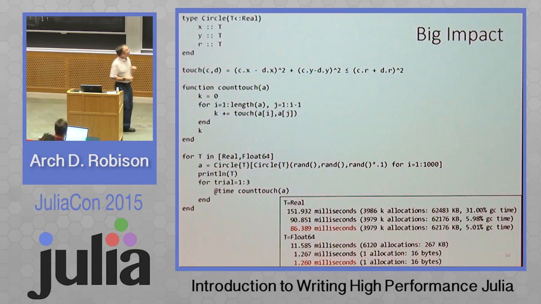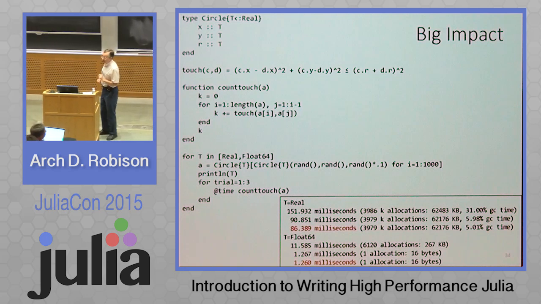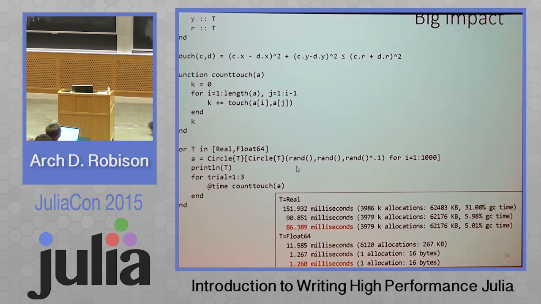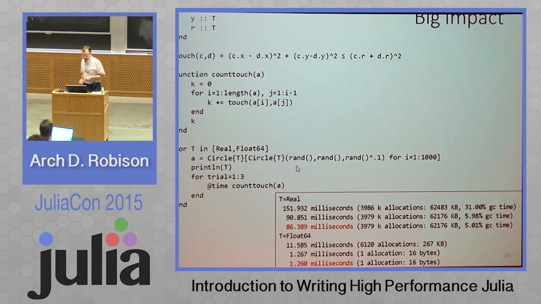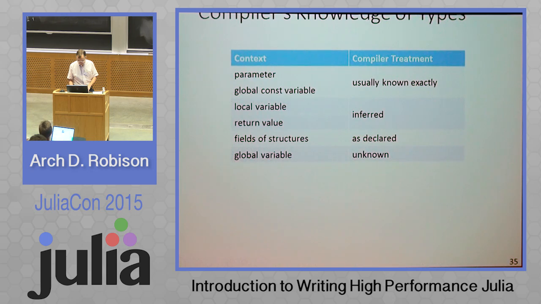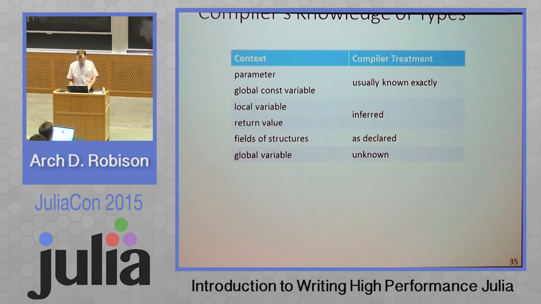The timing impact here: I experimented with instantiating this circle type for two different cases, a concrete type and an abstract type. You can see here, when I instantiate it for the abstract type, the time for this code, which searches for circles that touch or overlap, is like 86 milliseconds. And then once I use a concrete type, the time plummets to only 1.2 milliseconds.